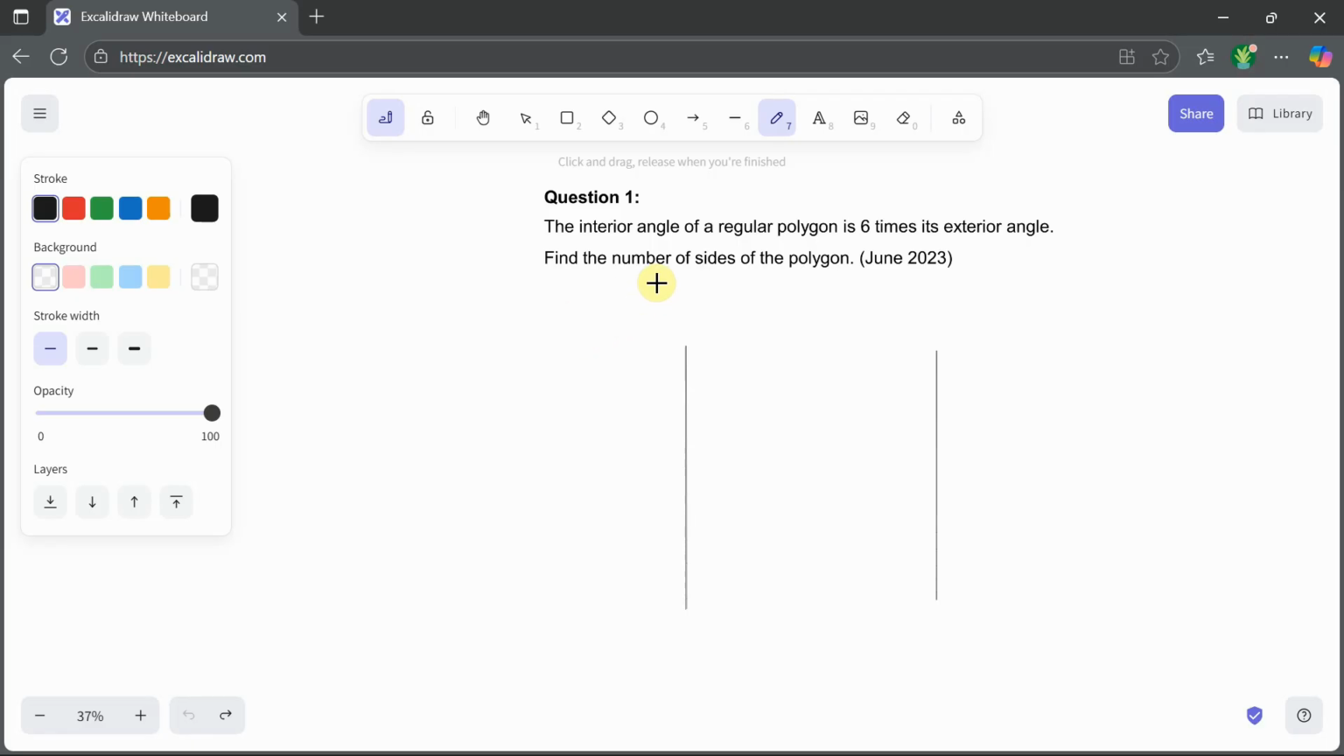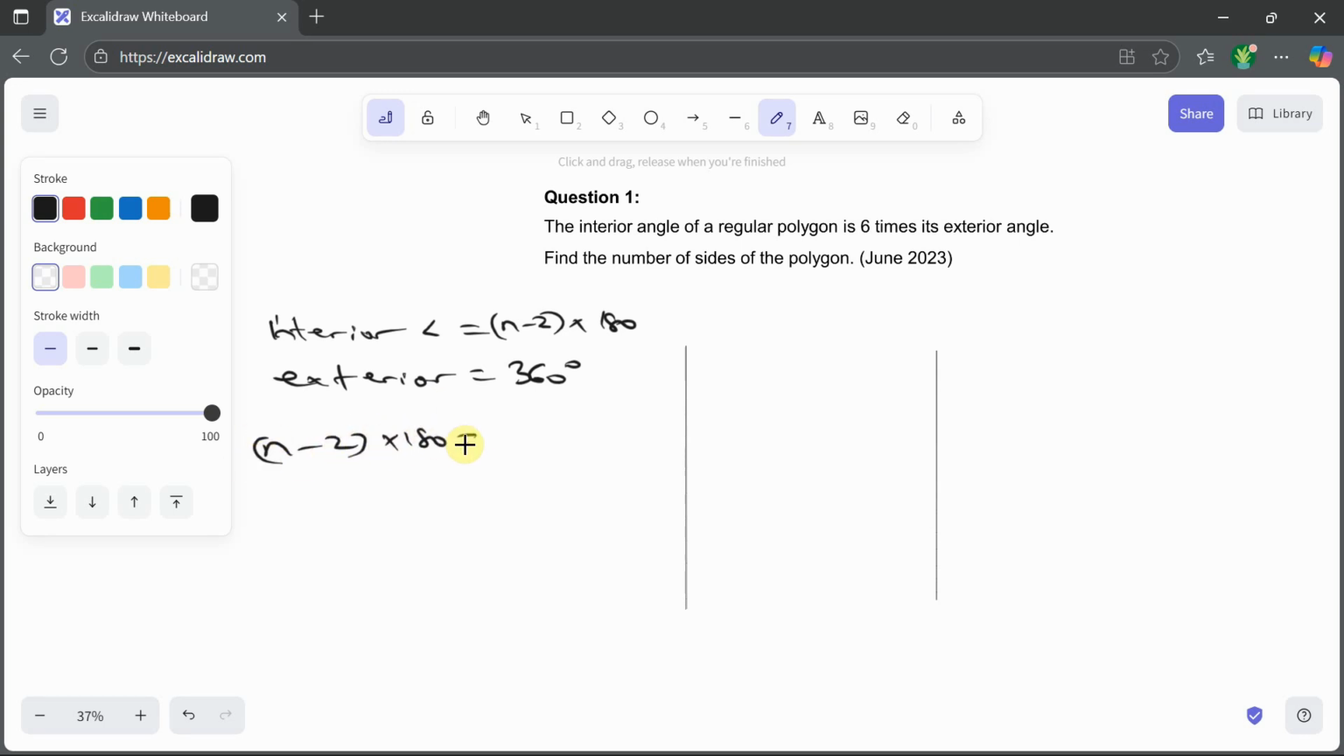So to solve this, we know the interior angle of a regular polygon is (n minus 2) times 180, and that is 6 times the exterior angle. The exterior angle, we know, is 360 over n, right? So we established in the previous video. So we're told that (n minus 2) times 180 is equal to 6 times the exterior angle, which is 360. I want to find n.